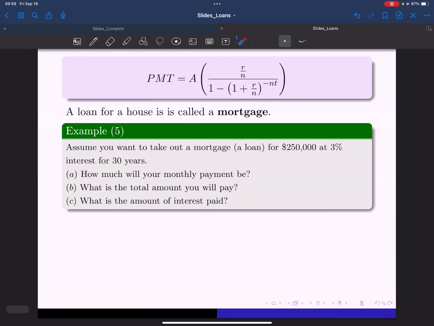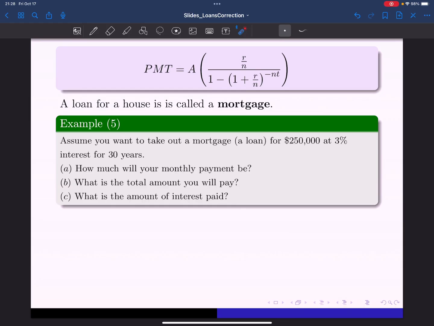Now, a loan for a house is called a mortgage. Usually that loan has around 30, 15, or 20 years time, and it's a big amount for the house. Example 5. Assume that we want to take a mortgage, a loan for $250,000 at 3% interest for 30 years. How much will your monthly payment be? What is the total amount you will pay? What is the amount of interest paid?